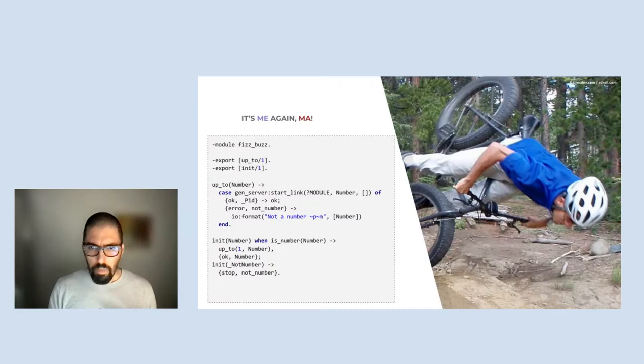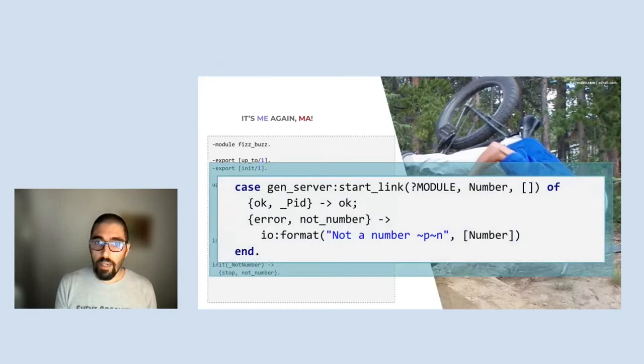Let's start with the worst possible implementation of a gen server ever. But it's copied from the documentation, so it has to work. It's basically this. We start the gen server called module, the same module that we are in. That's a macro, the question mark means it's a macro. And as a parameter, we provide the number and no options there. That's the third part, no options.